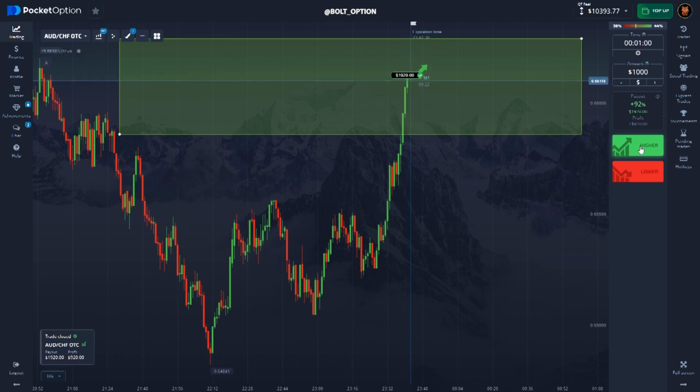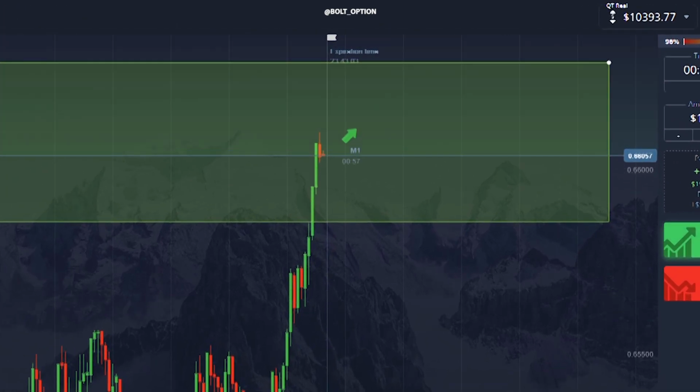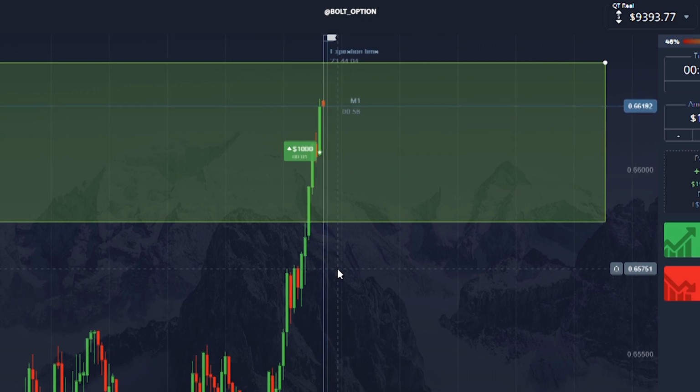Let's see what happens with the price for another potential entry. It seems like we are in an excellent position for another entry, as the price is taking a break and we are going for buy. Another clean profit and a simple strategy.